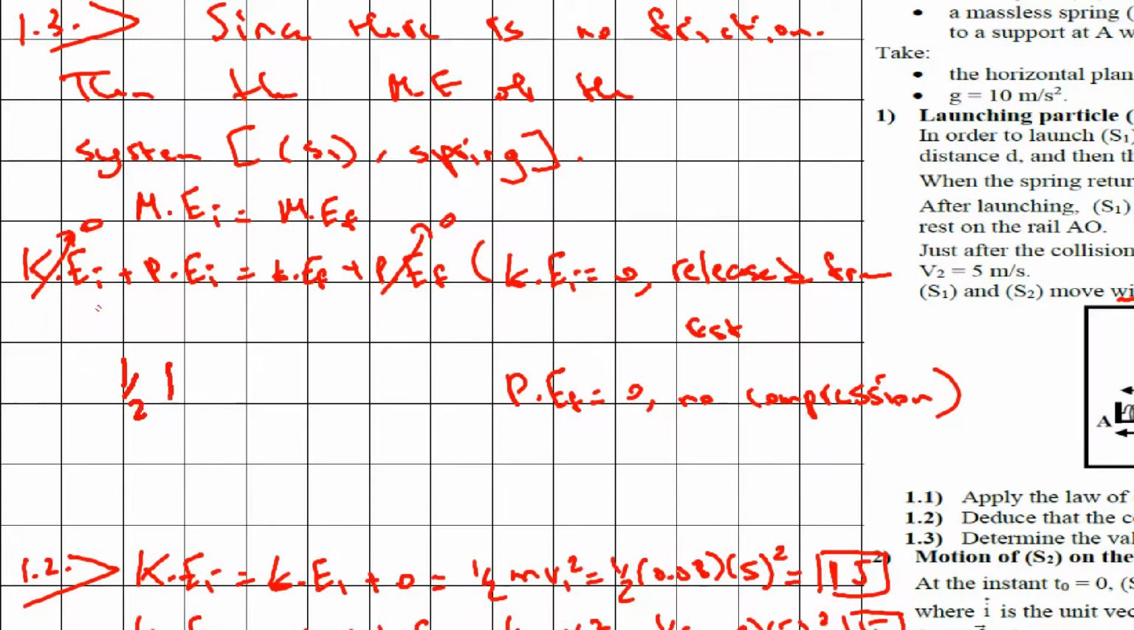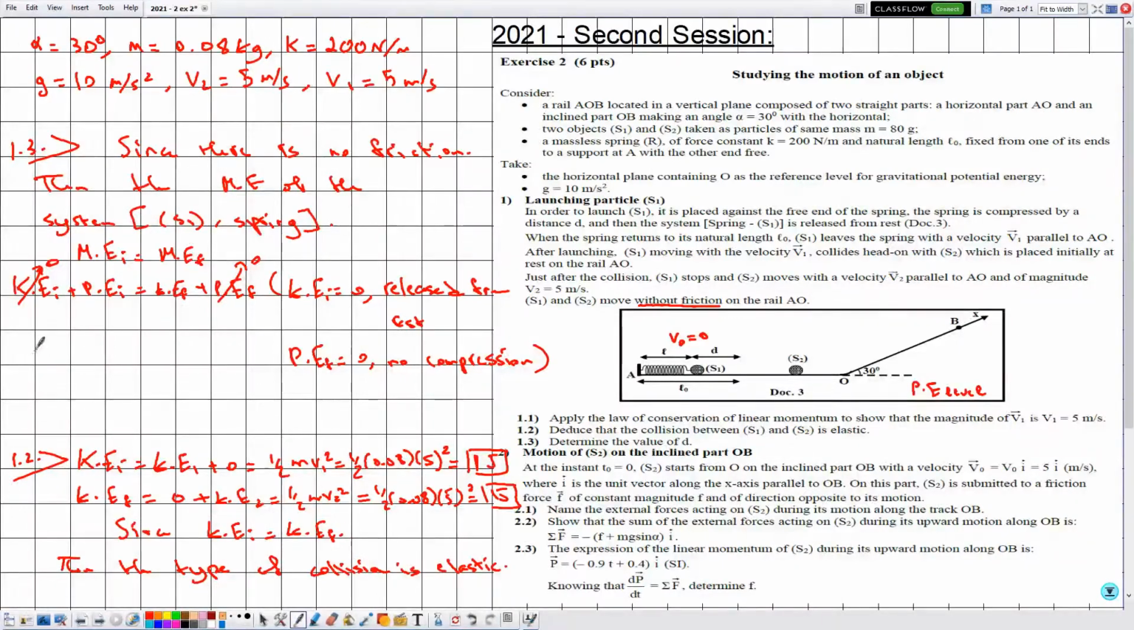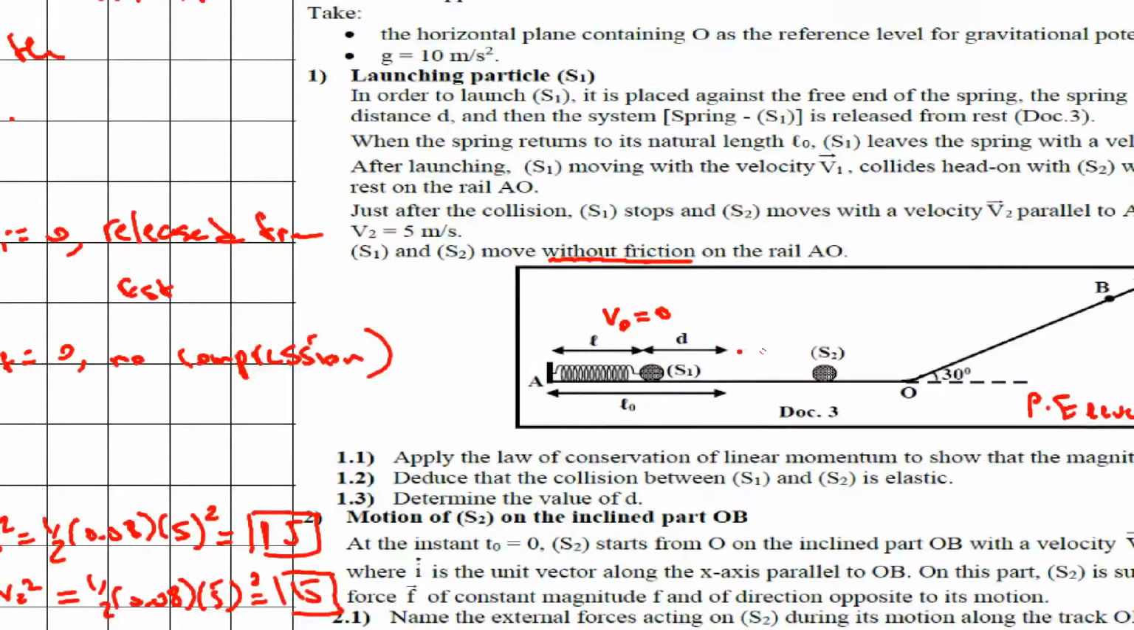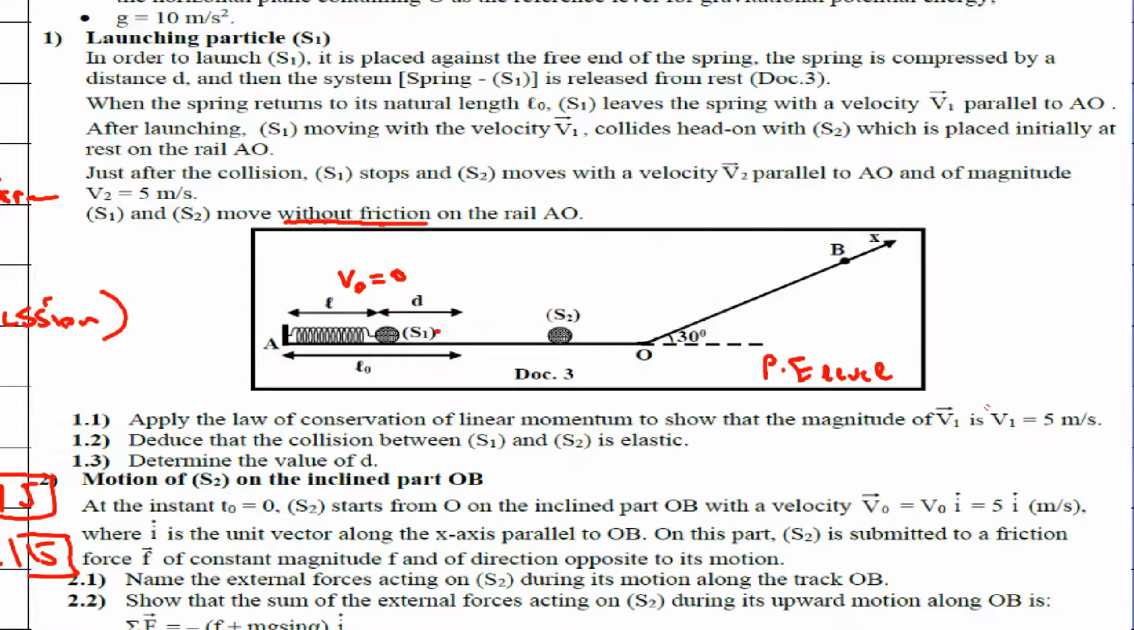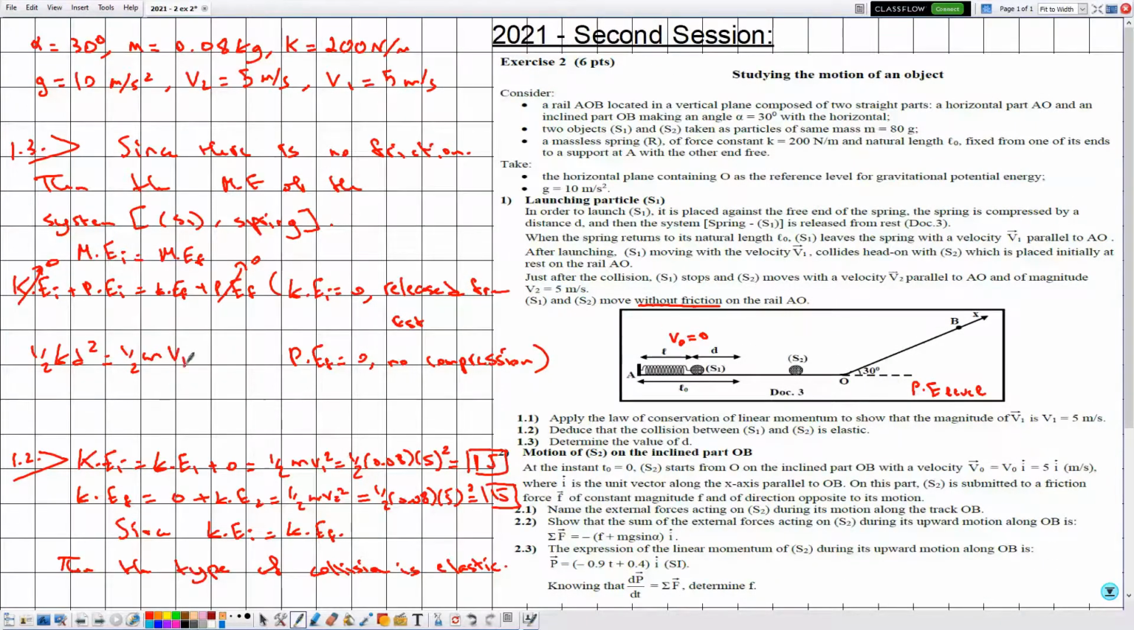And let's recall that the formula of the potential energy of the spring is given by half kx squared. So in this case half k, now the compression is not given by x, however by d, so d squared is equal to half m the speed of S1. And notice that the speed of S1 is the speed before colliding with S2, which we have determined here, which is given by v1 to the power 2. And we are interested in determining the value of d.